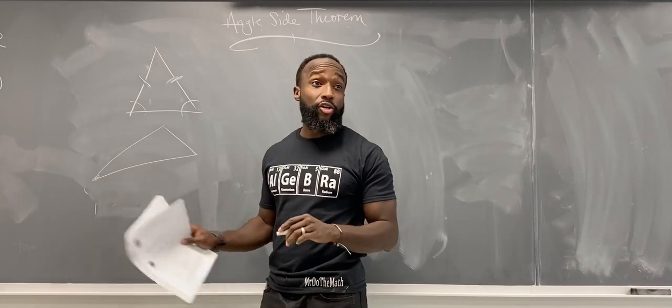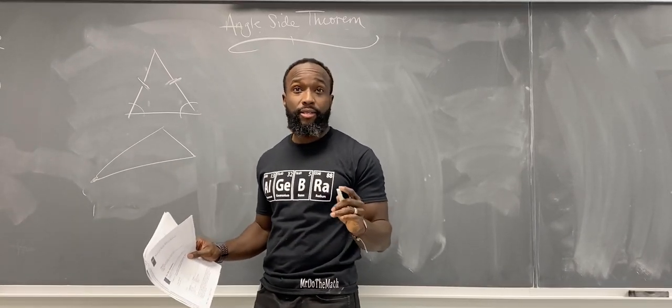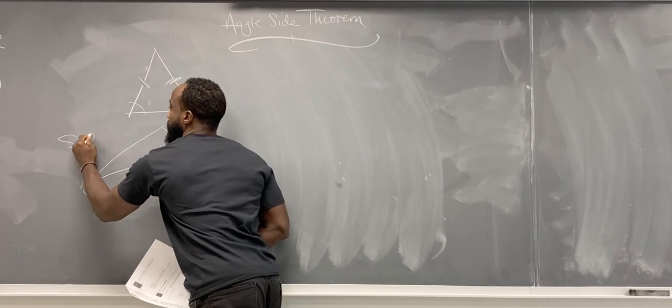A triangle that has no congruent sides is called a what? Scalene. It's a scalene triangle.